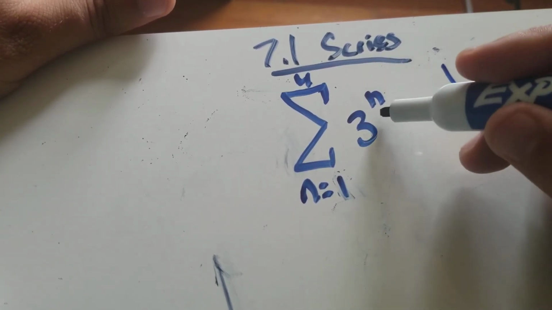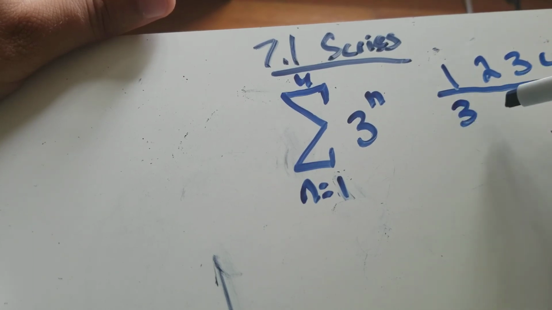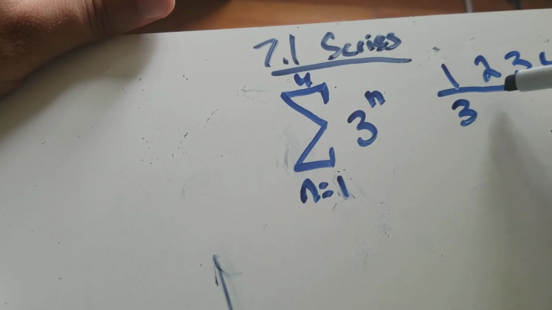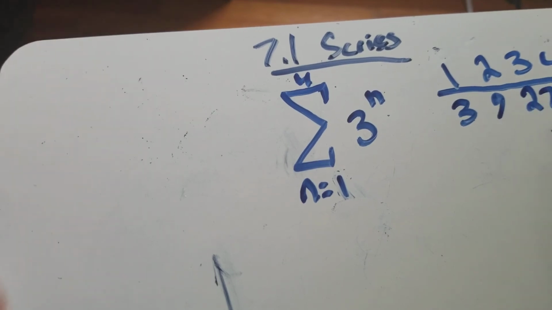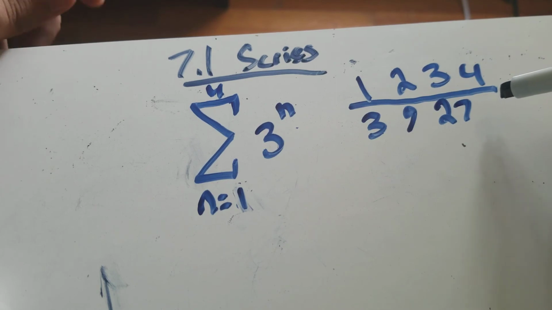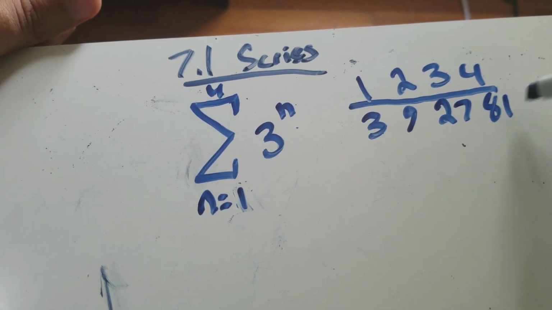So I plug in a 1 into here. 3 to the 1 power is 3. And I'm going to plug in a 2. 3 to the second power is 3 times 3, which is 9. 3 to the third power is 3 times 3 times 3, which is 27. And 3 to the fourth power is 3 times 3 times 3 times 3, which is 81.